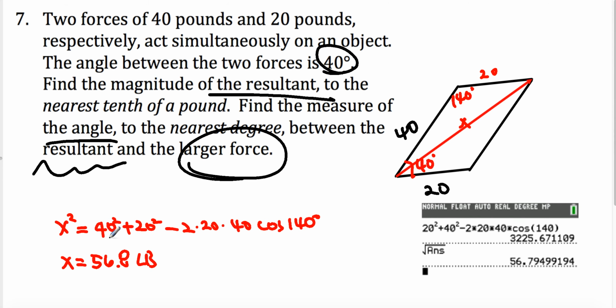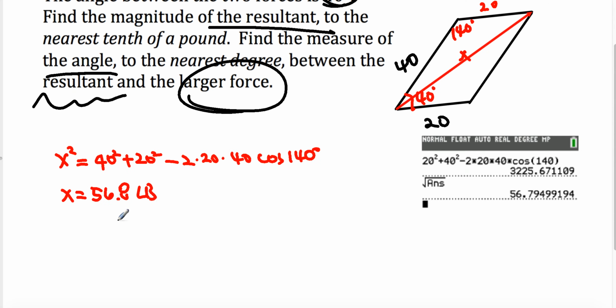All right. Now after that, I want us to find the measure of the angle to the nearest degree between the resultant and the larger force. That means we're looking at this angle theta right over here. Then since we know the length of the side x, we can use the law of sines to figure out that angle.